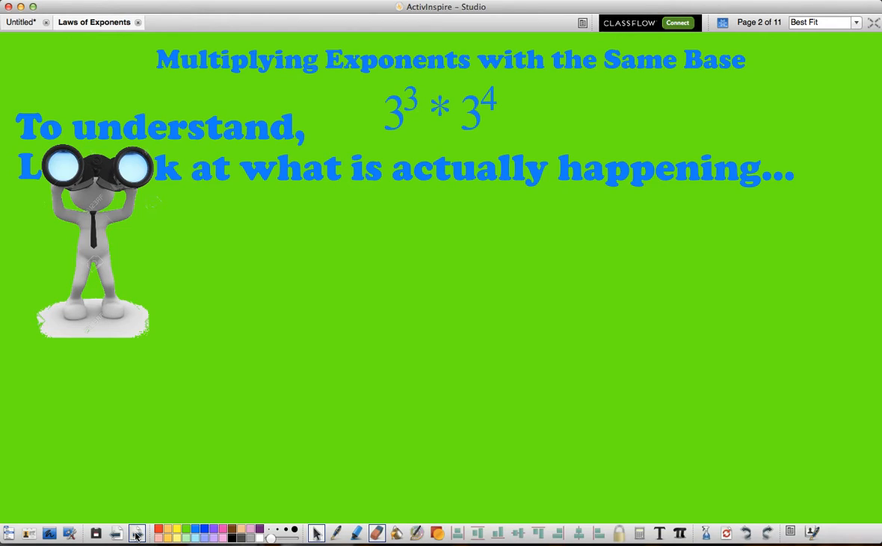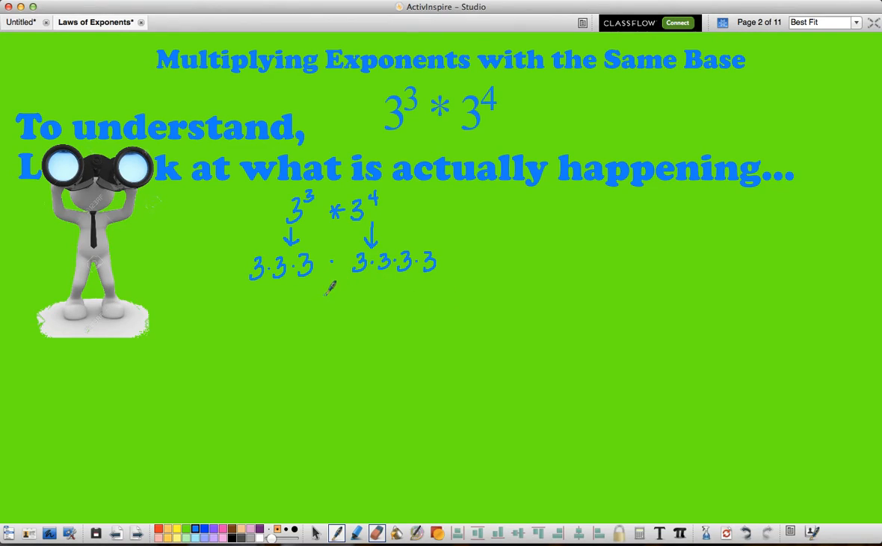So in this case, when I have 3 to the third power times 3 to the fourth power, if I break down 3 to the third power into standard form and 3 to the fourth power into standard form, I get 3 times 3 times 3, and then 3 times 3 times 3 times 3. And then I'm multiplying both of these together. Now that you see it in its standard form, you notice that we have all 3's and that we have 7 of them that we're trying to multiply together.